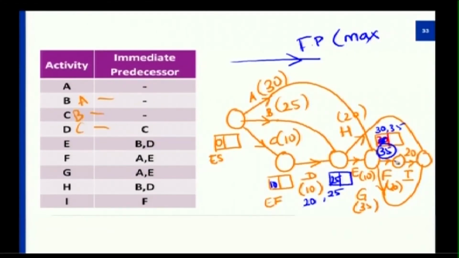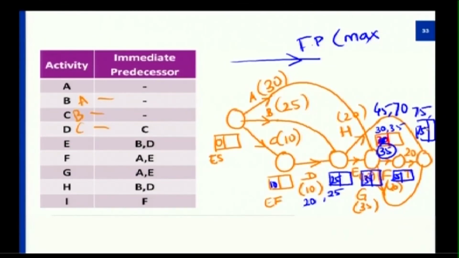After which F starts and takes 20 more weeks, so I will reach this place at 55 and I will take it to the destination. The total time would be 55 plus 20, which is 75, or I will have 35 plus 35, 70, or 25 plus 20, which would be 45 weeks. So, the maximum of these three would be 75 weeks.